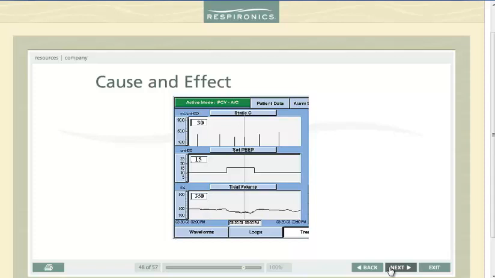After PEEP was increased to 15 centimeters of water, static compliance decreased to 30 centimeters of water and the volume dropped to 350 milliliters. In pressure control ventilation, when the lungs are overdistended, lung compliance and tidal volume decrease. Note that when PEEP is set back to 10 centimeters of water, static compliance and tidal volumes increase. Trending PEEP, static and dynamic compliance can be a useful tool to help establish optimal PEEP.